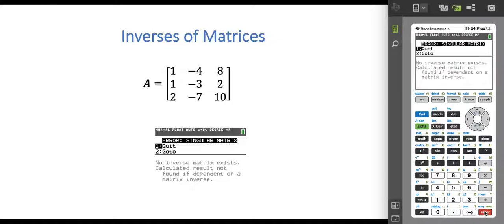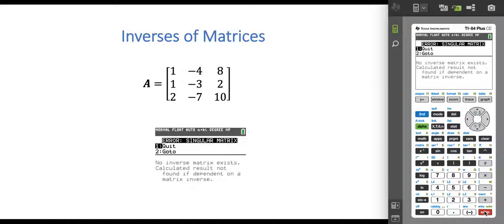you've got to teach yourself to pay attention to what the error messages say. It's not just that there's an error, but the error says that there is a singular matrix. That's telling you that you didn't do anything wrong. It's just that this matrix doesn't have an inverse.